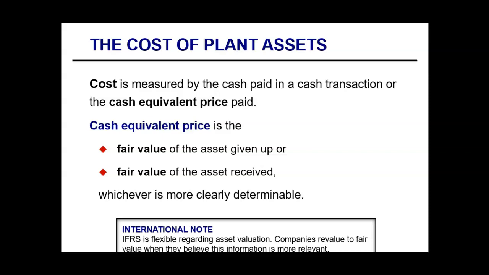So when we talk about what is the actual cost of the plant asset, it is the actual amount of cash paid in a cash transaction or the cash equivalent price of the asset. So pretty much we look at the fair value of the asset given up, which is going to be typically cash, or the fair value of the asset received, whichever is more clearly determinable. And we'll go through some examples of how to determine the actual cost of a plant asset.